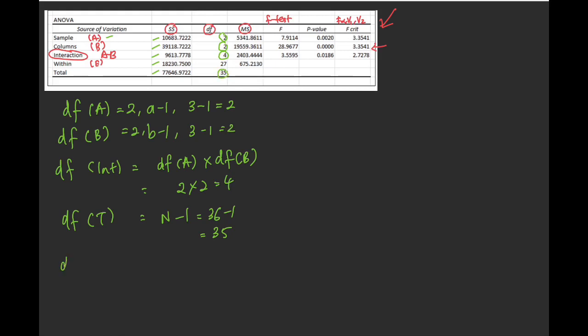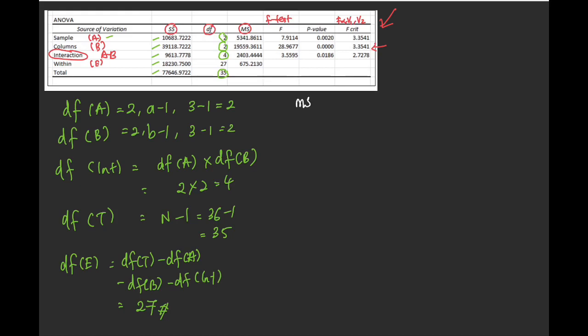And lastly, how do you get degree of freedom error? Degree of freedom error equals degree of freedom total minus degree of freedom factor A minus degree of freedom factor B minus degree of freedom interaction. So you will get 27. Right, so we go to the MS.